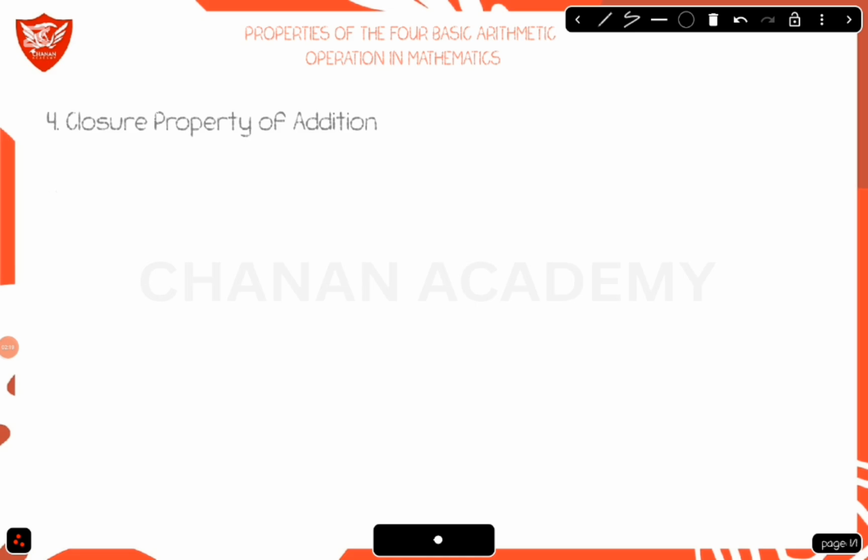Alright, so the next one is the closure property of addition. So for us to be able to explain what the closure property of addition is, we have to understand what closure means. Now, the closure property states that if we perform a mathematical operation, that's addition, subtraction, multiplication, or division, on any number from a set, the result should also belong to that set.